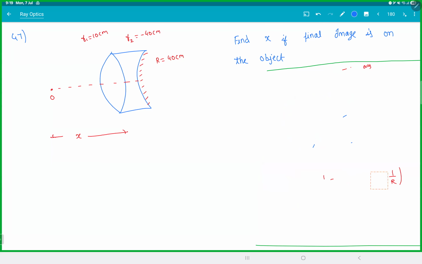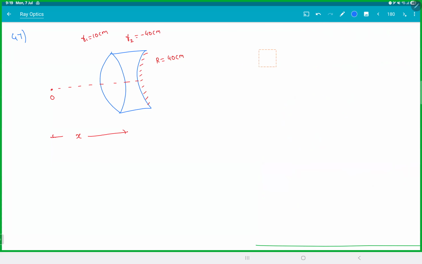Same story, find the power of the lenses. So first one, power 1 by 10, 10 diopters. Second one, power minus 1 by 40, minus 2.5 diopters. Here the radius is plus 40, focal length is 20. The power of the mirror is minus 5 diopters. Minus 1 by F. Don't forget the mirror formula.